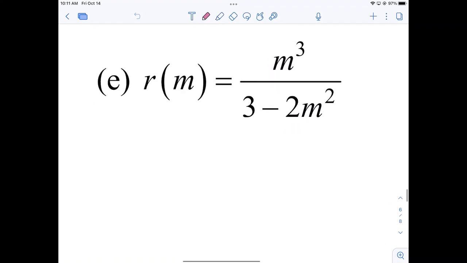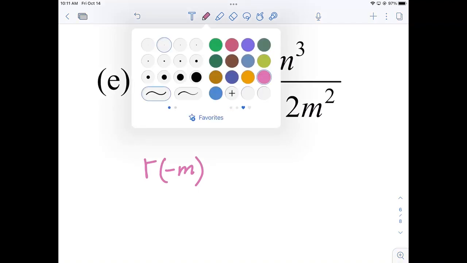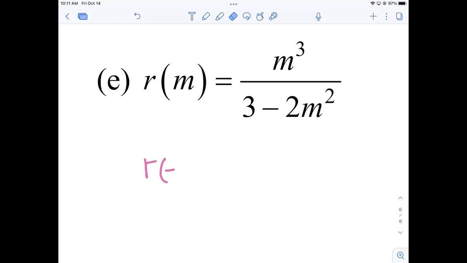All right, here we go. The test: R of negative M. There's a survival guide on my website, how to survive pre-cal. We always do the test that way. We replace M with negative M or X with negative X because we want to see what happens in the other realm when we're horizontally the same distance away.